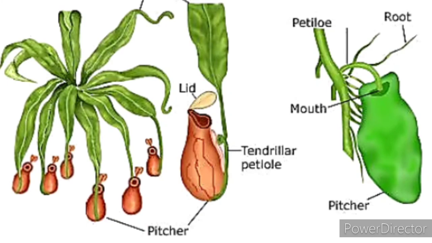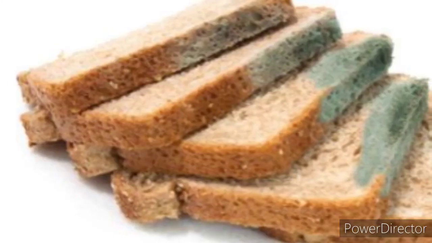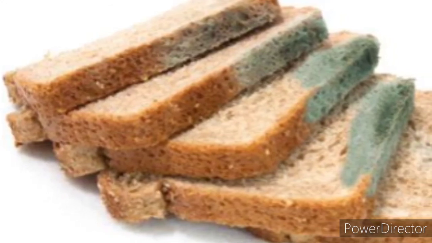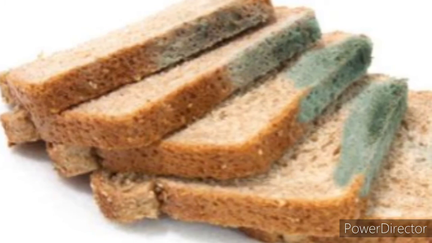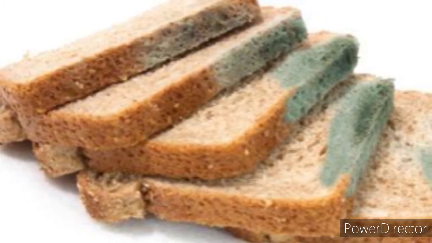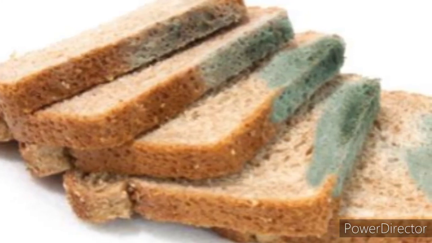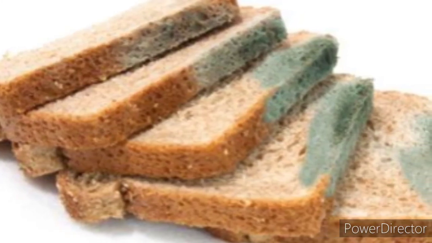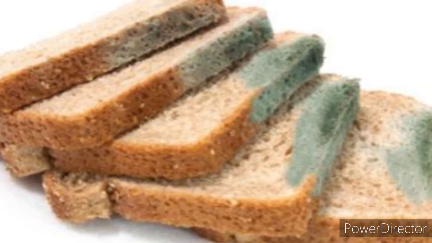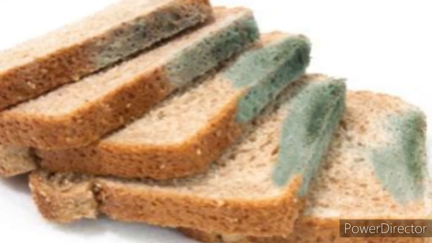Another type of nutrition is saprophytic nutrition. Here you can see a bread, and the grey patches on the bread are bread mold, fungi that grow on dead particles. All saprophytes depend on dead particles, and they decompose the matter and mineralize it into the soil.